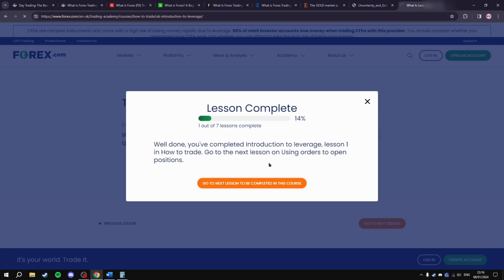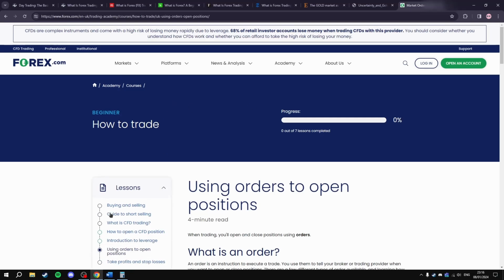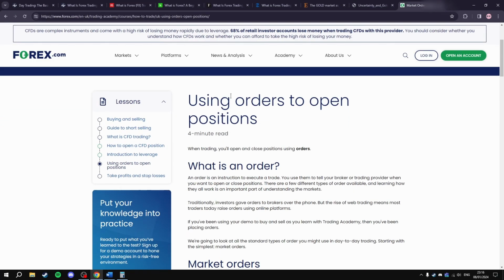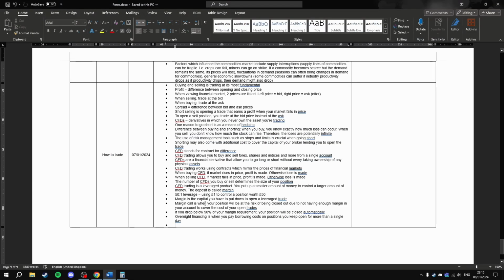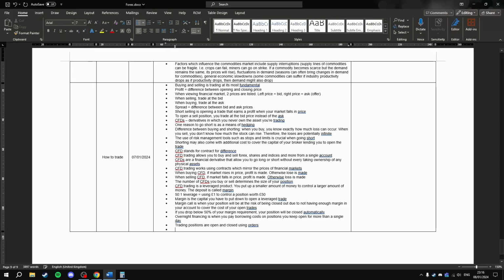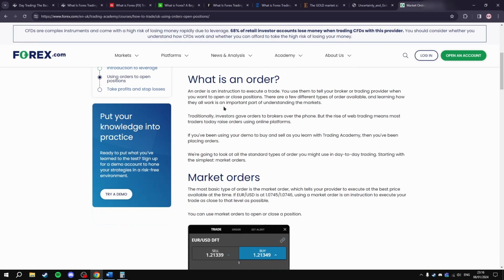Wait, how far are we on? Oh, we still got some time. Right, okay, using orders to open positions. When trading, you'll open and close positions using orders. So, trading positions are open and closed using orders. What is an order? An order is an instruction to execute a trade.